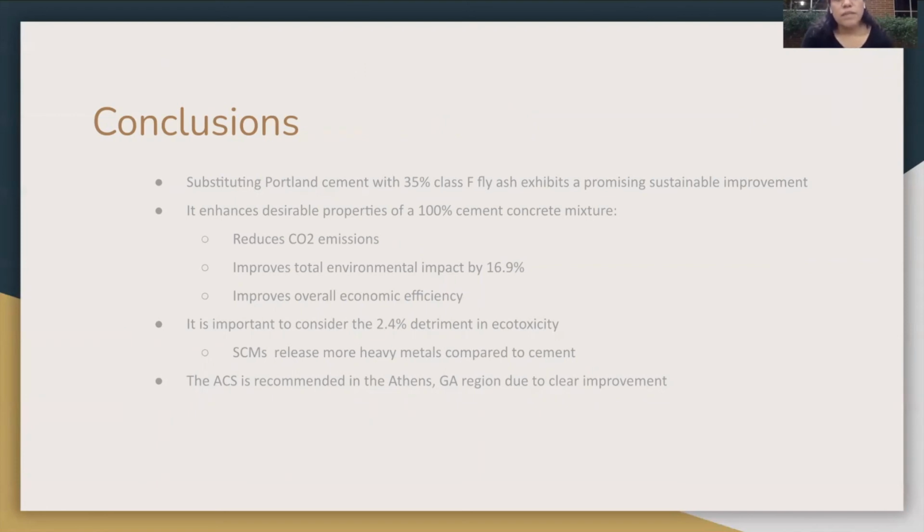It is important to consider, however, the 2.4% detriment in ecotoxicity, since the supplementary cementitious materials release more heavy metals into the environmental elements compared to cement. However, in all, the alternative case design is recommended for the Athens, Georgia region due to a clear improvement in sustainability and in general benefits modeled by the alternative case design relative to the base case scenario.